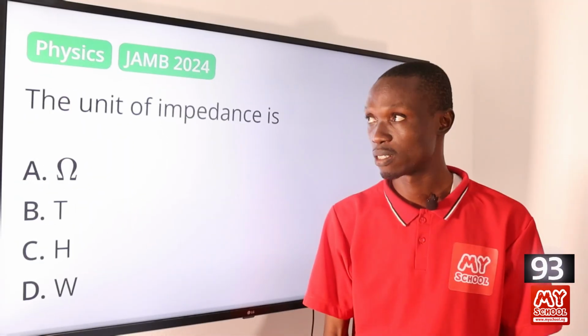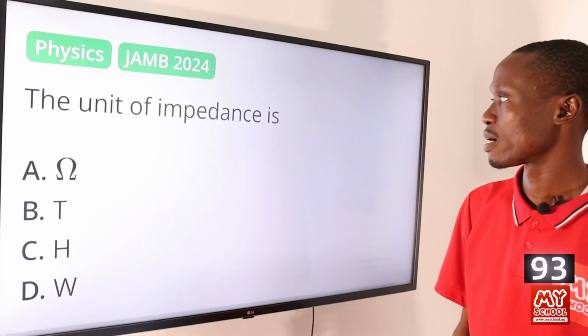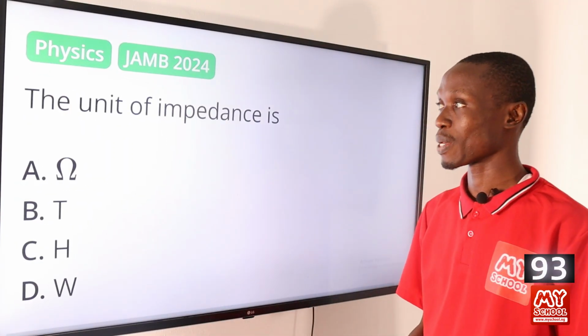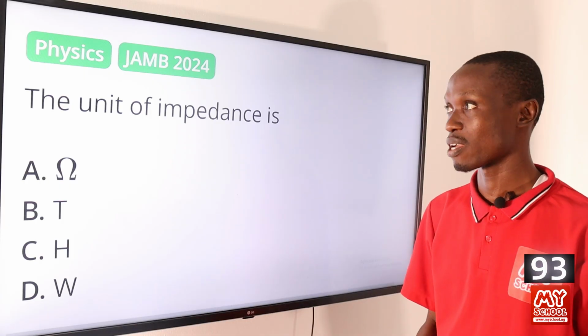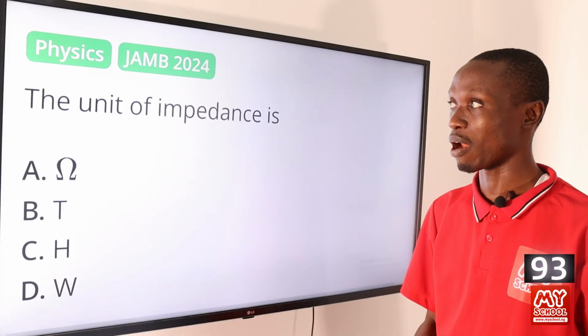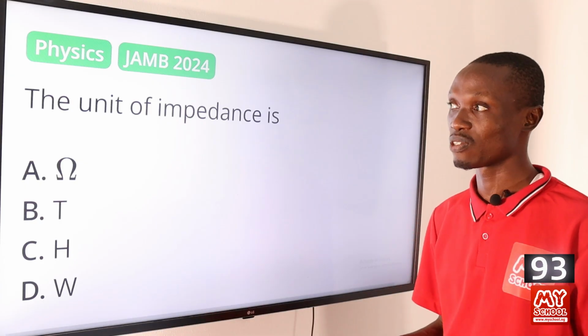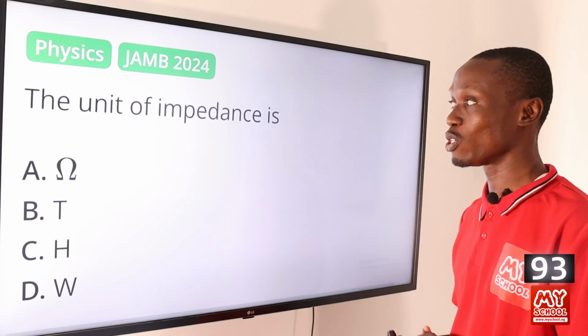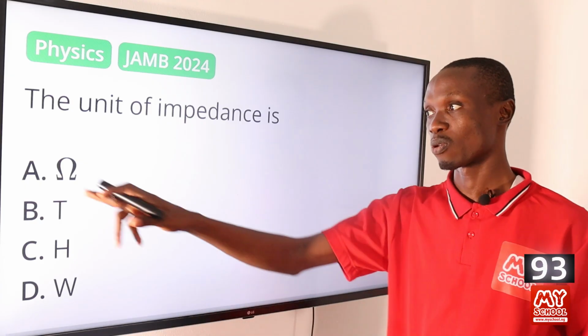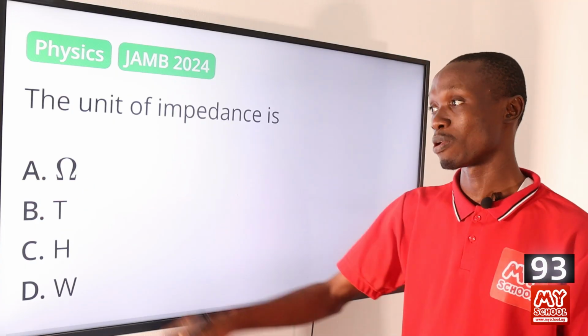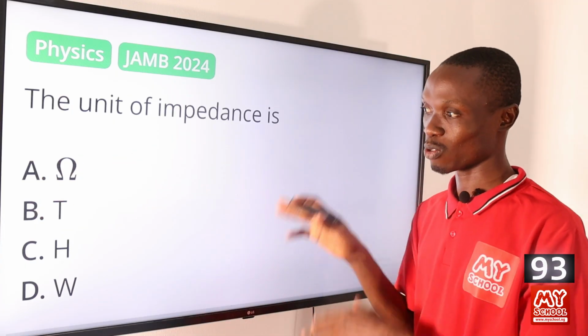Question 93. The unit of impedance is. So we define impedance as the effective resistance to a current flow around a circuit containing both AC resistance and AC reactance, and is actually measured in ohms. Option A is the symbol of ohm. So that makes option A the correct answer to this question.